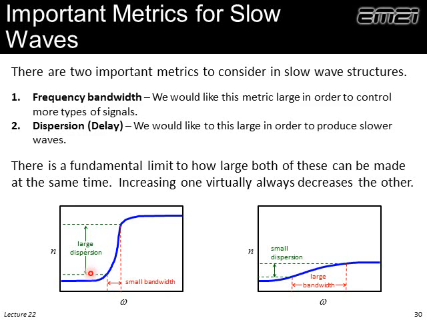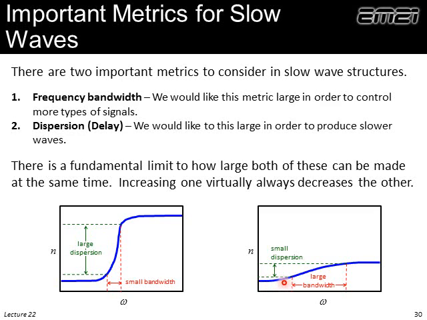Let's take a dispersion curve that has a really steep slope. That means we'll have a lot of dispersion. The wave will travel much more slowly. However, that means it will probably have a small bandwidth, simply because this curve is jumping so high. In order to extend the bandwidth, it would have to jump to a higher and higher and higher refractive index, to the point where it really gets unreasonable.